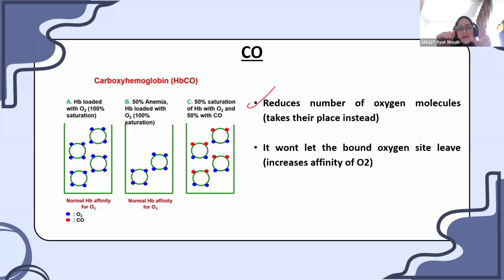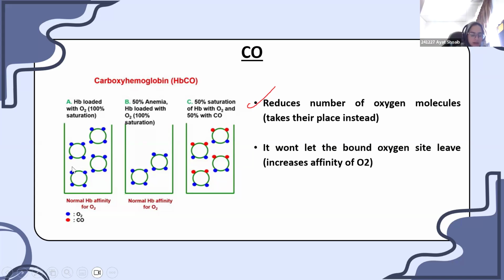Affinity was, what was affinity? Affinity was basically the link or bond between the hemoglobin and oxygen, right? Because you increase the affinity so much, it's not going to let the oxygen leave anymore. Okay? So one thing it does is it reduces the number of oxygen molecules and takes their place. The second thing is, if the oxygen molecule does take its place, it never lets it go. It has increased affinity. Okay? In the basement.